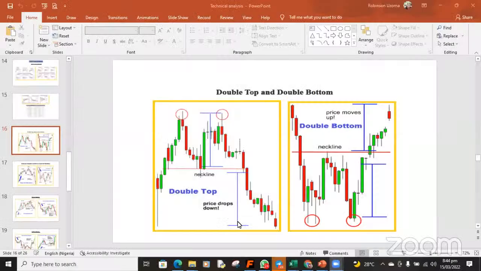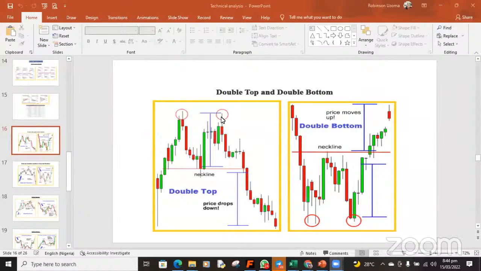The same height to the downside. Now, when you measure it, that is where you are expected to take your profit. After the break of this neckline, ensure that you take your profit here.